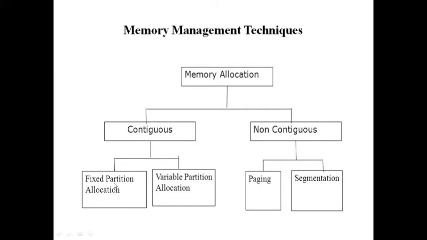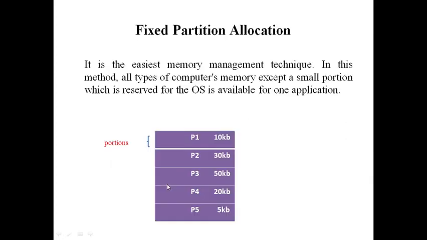Fixed partition allocation is also called static allocation. Fixed means static; it is already fixed and cannot be changed. Whereas variable partition allocation means dynamic memory allocation. In this video we will be discussing these two types. The first one is fixed partition allocation, which is the easiest memory technique.